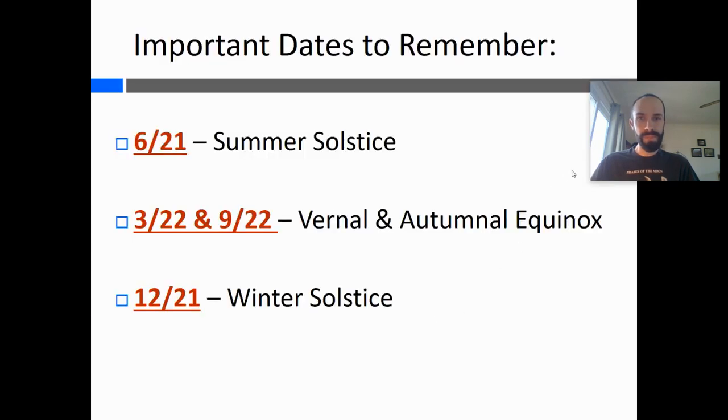Okay. So important dates to remember. The summer solstice, the first day of summer, is June 21st. The winter solstice is December 21st. The spring and fall equinox, vernal and autumnal, are right around the 21st, 22nd, or somewhere in that range, depending upon the year, depending upon leap years and stuff. But you can see they're all exactly 3 months apart.